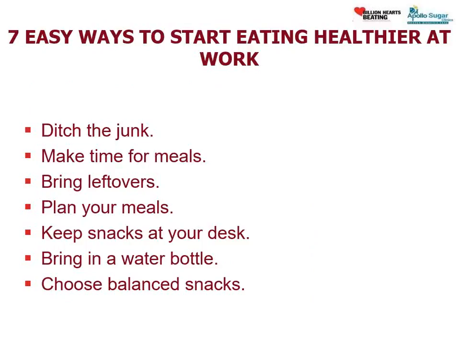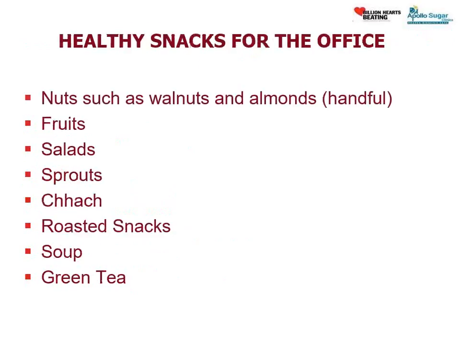7 easy ways to start eating healthier at work. Ditch the junk, make time for meals, bring leftovers, plan your meals ahead, keep snacks at your desk, bring in a water bottle, and choose balanced snacks. So by balanced snacks, I mean even if you want to have a burger, the tikki should be made of soybean. If you want to have a pizza, it should not be a whole cheese pizza. It can be a slice with vegetables on it with cheddar cheese.